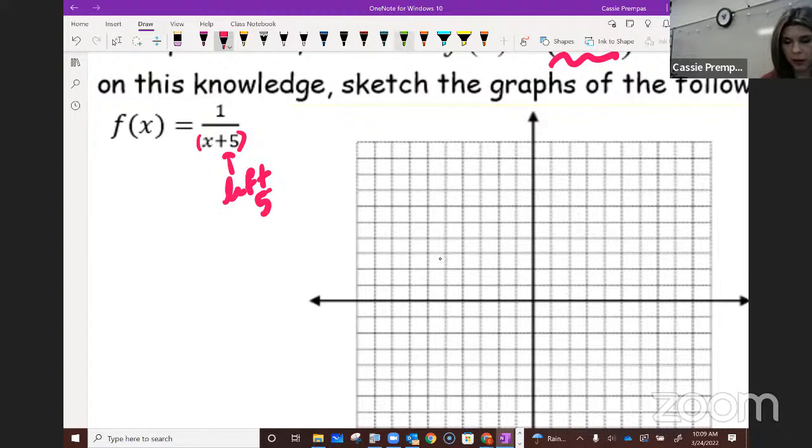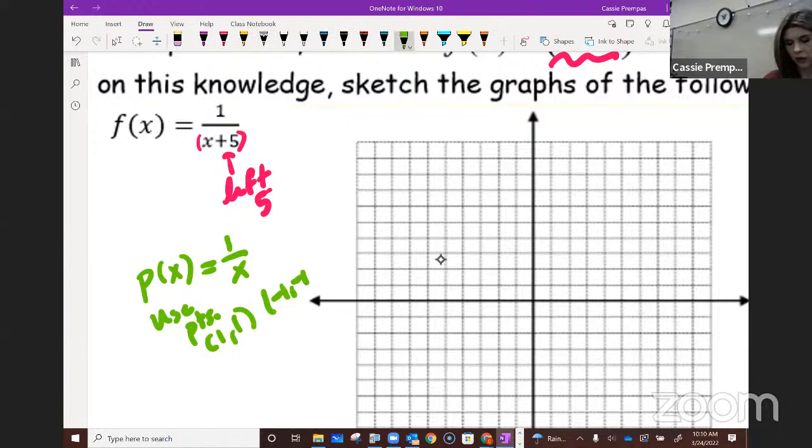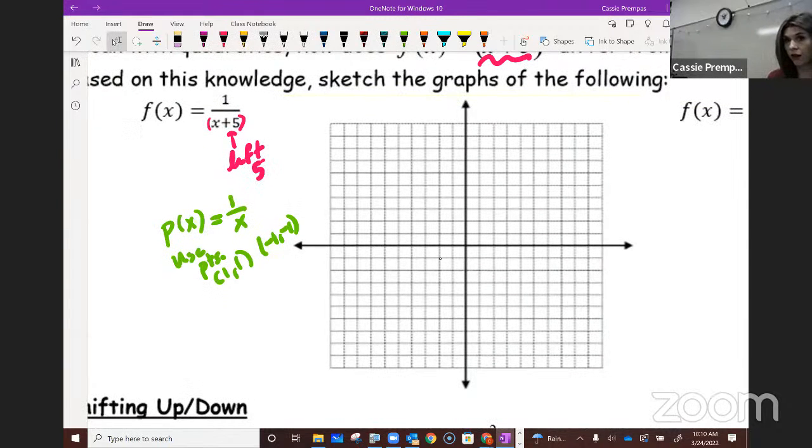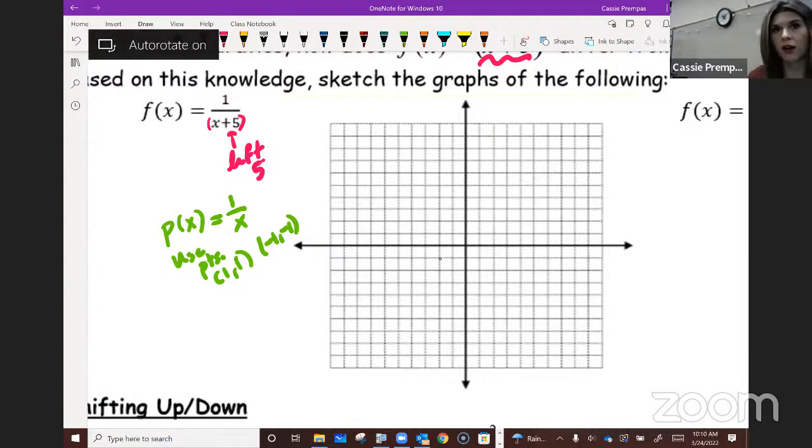So we're going to use our parent graph. I'm going to call it P of x just to say it's the parent graph. The parent graph from this one would be 1 over x. And I'm going to use the data that I found above. So I'm going to use points like 1, 1, and -1, -1. And then the vertical asymptote and the horizontal asymptote. And then I'm going to move this graph to graph function f.